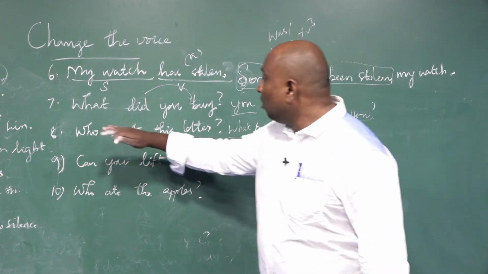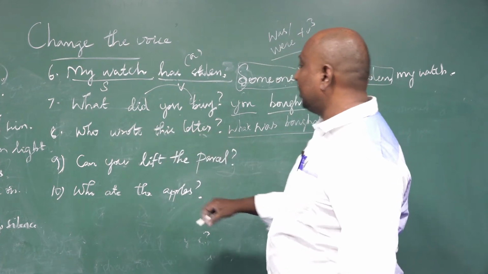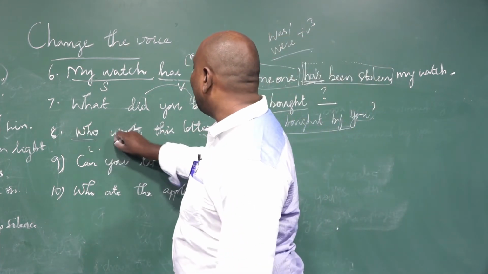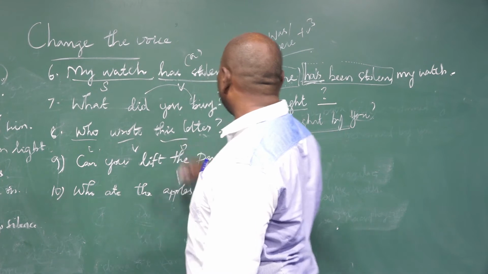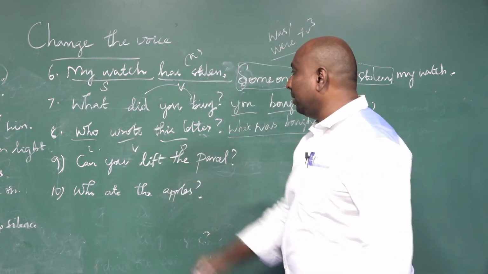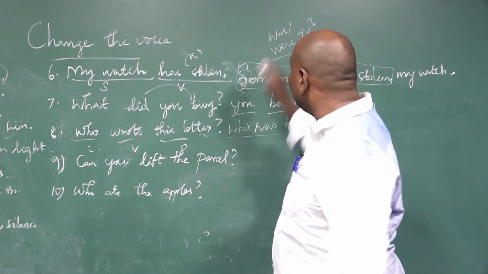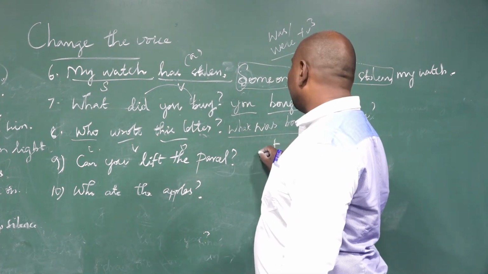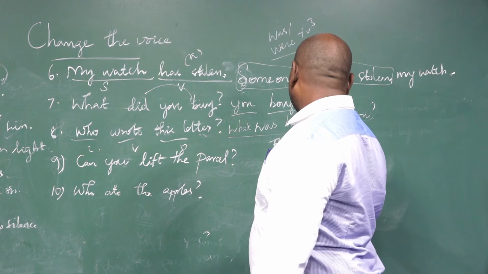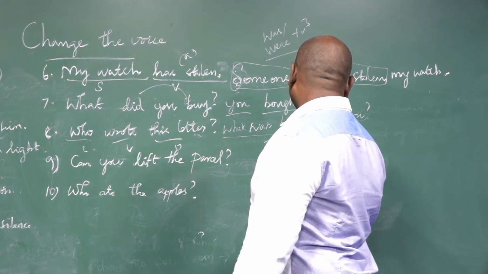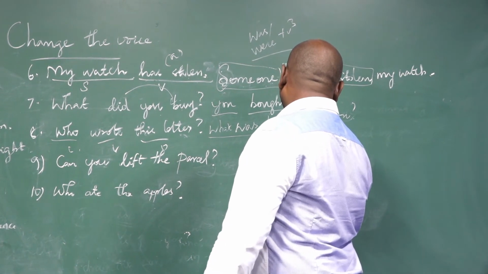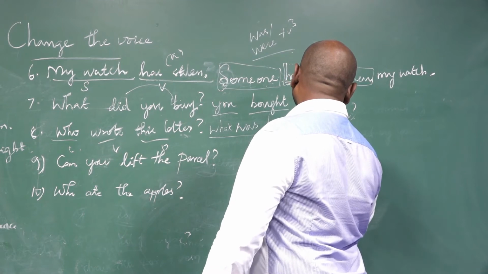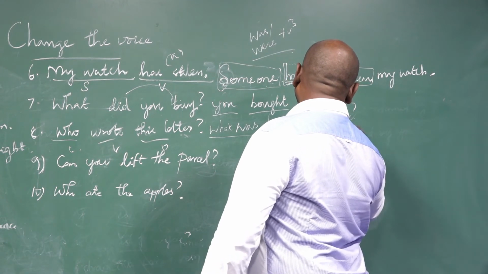Next question: who wrote this letter? Straight away make it as a subject and verb and take it as an object. So wrote emphasizes simple past. For making simple past, was or were plus verb third form is required. The letter was written.